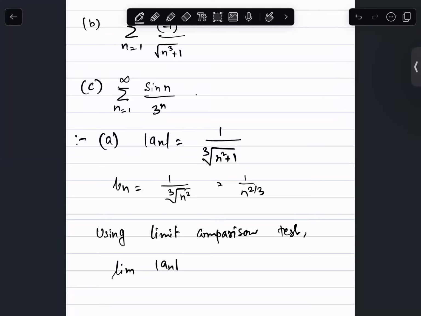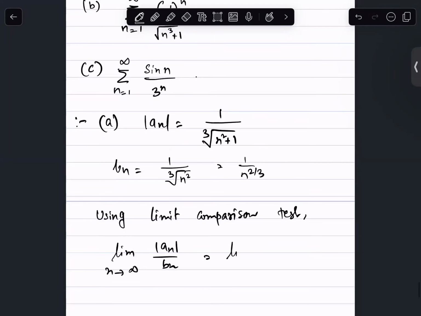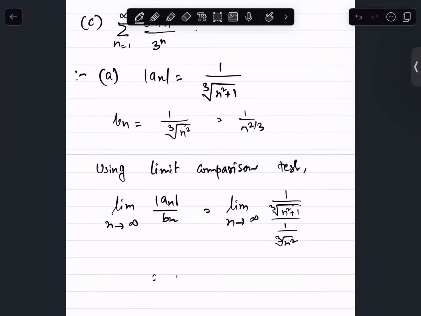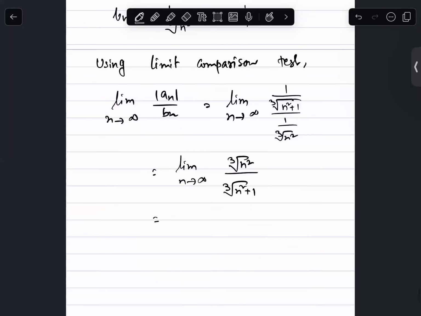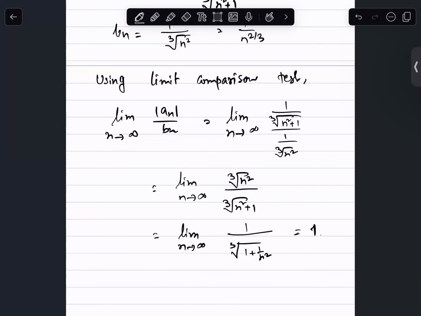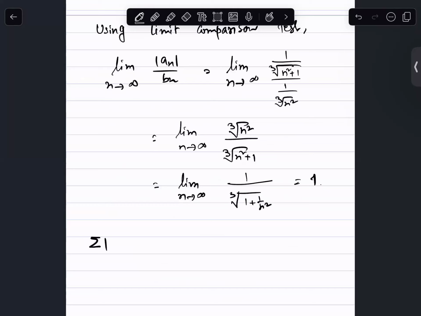limit of modulus of an over bn as n tends to infinity will be limit n tends to infinity of the cube root of n square over the cube root of n square plus 1. And then basically I can use the trick here to write this as 1 plus 1 over n square like this. And this is 1. So by the first result of the limit comparison test, I can say that summation modulus of an and summation bn converge or diverge together.